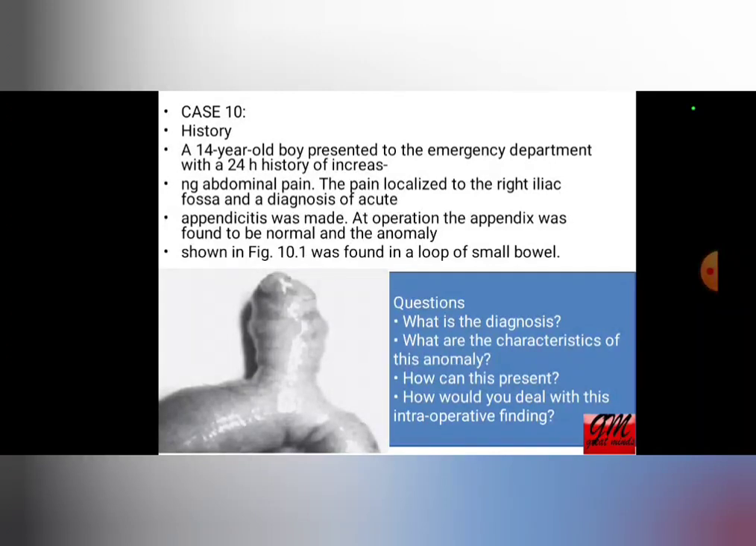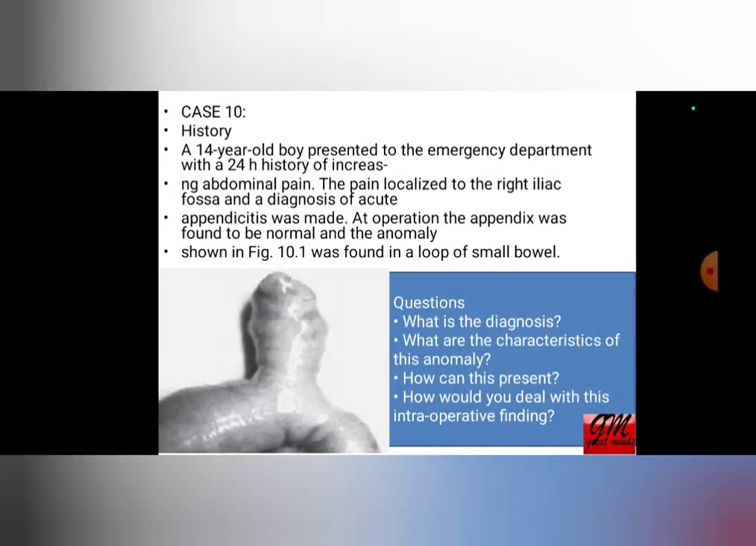Another presentation: it can present with signs of intestinal obstruction, provided there is band formation at that level, resulting in rotation or twisting of the intestine. So it can present signs of intestinal obstruction like colicky abdominal pain, constipation, abdominal distension, and vomiting. So those are the different things that can present.